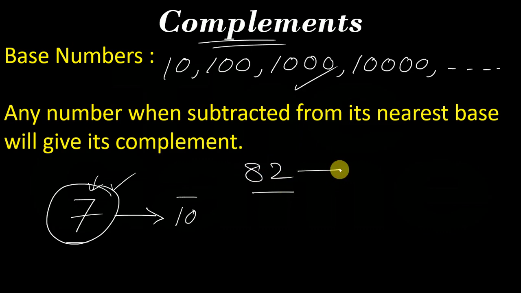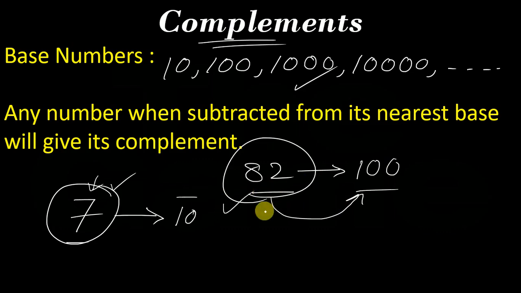That means you have to go to its nearest base, which will be the smallest three-digit number, that is 100. So you have to tell me the difference between 100 and 82. The difference between 100 and 82 will be called the complement of 82. What will be 100 minus 82?